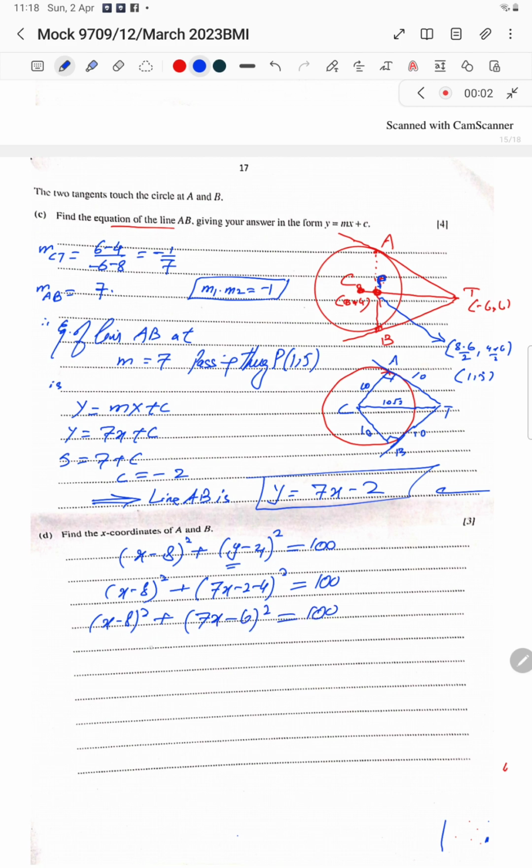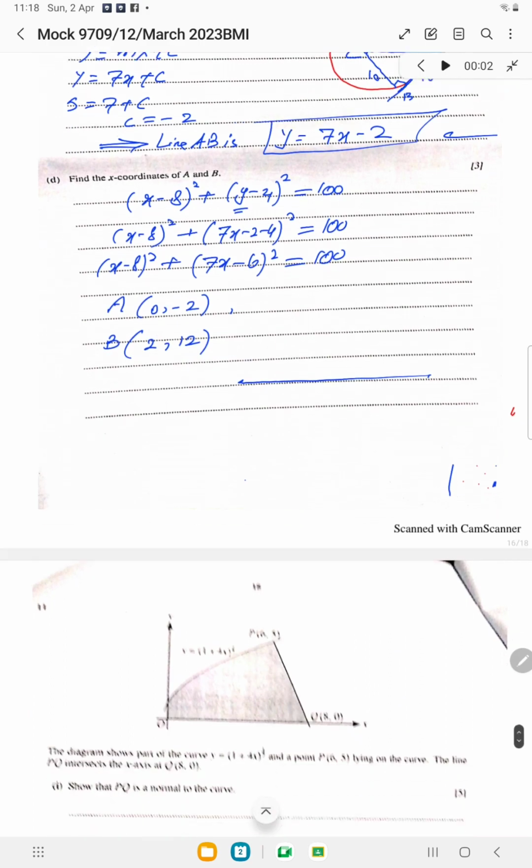Expanding it, we'll get the results in terms of A, that will be 0 and minus 2, and B will be 2 and 12. You can simplify to get these results, and I hope you guys can do this and it's easy to understand. Okay, let's proceed for the final part, final question.